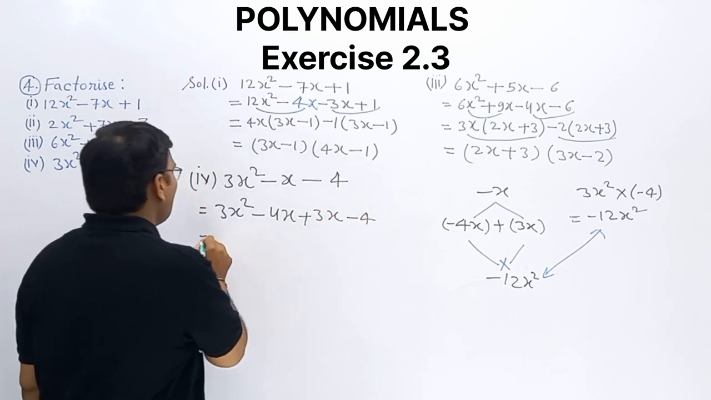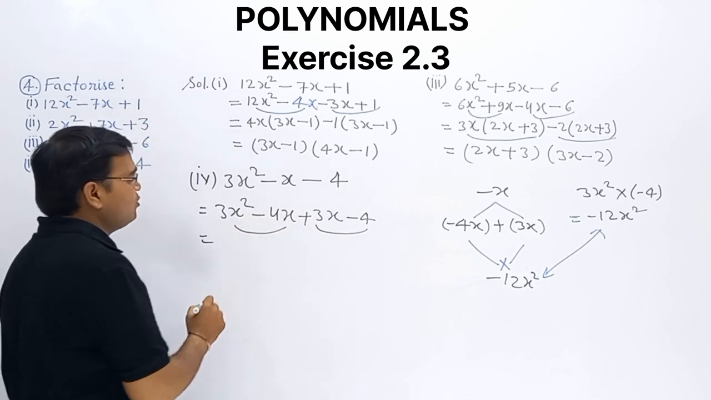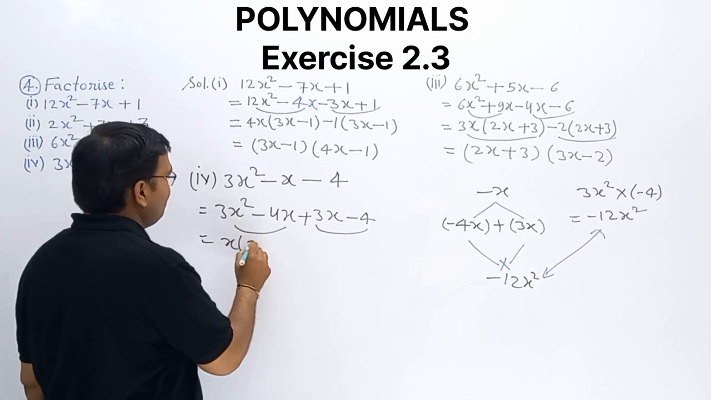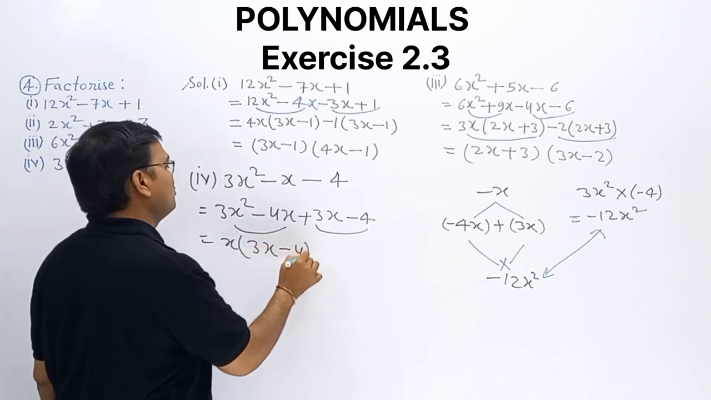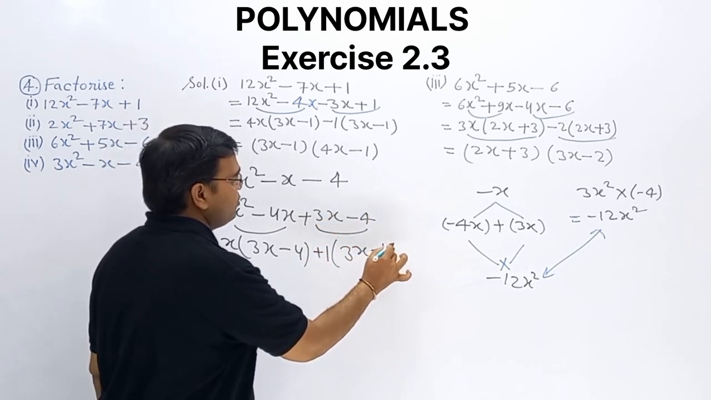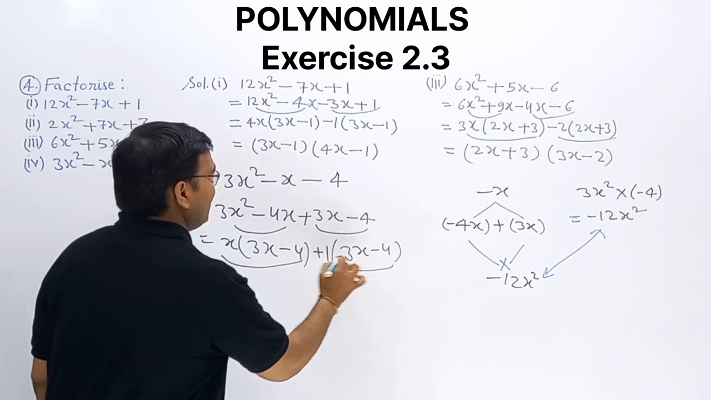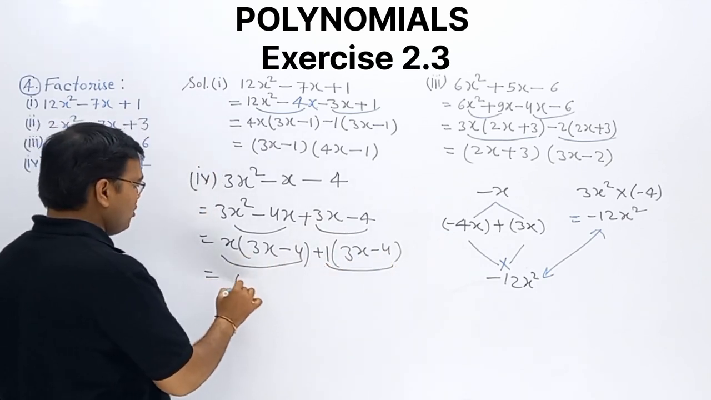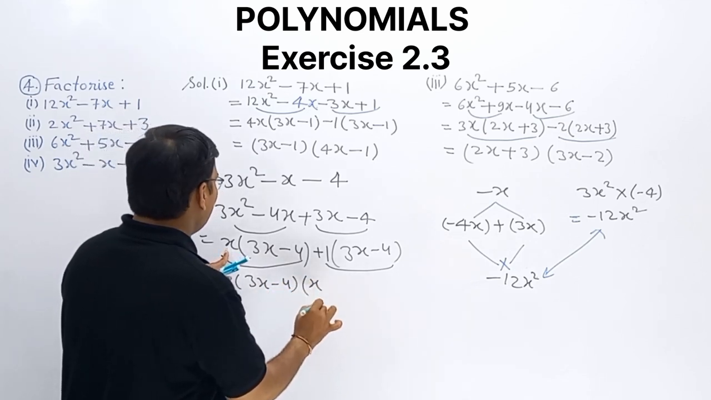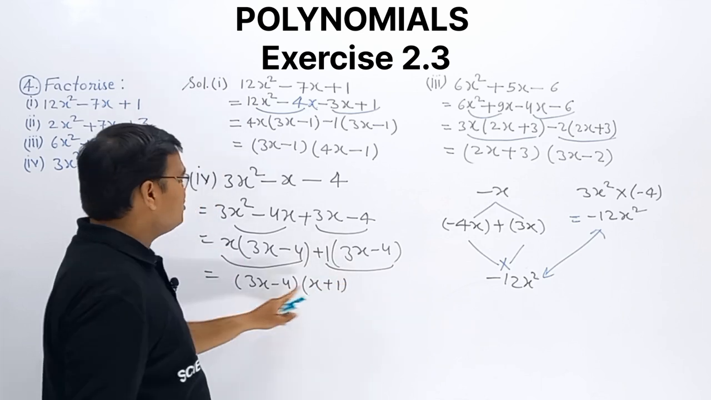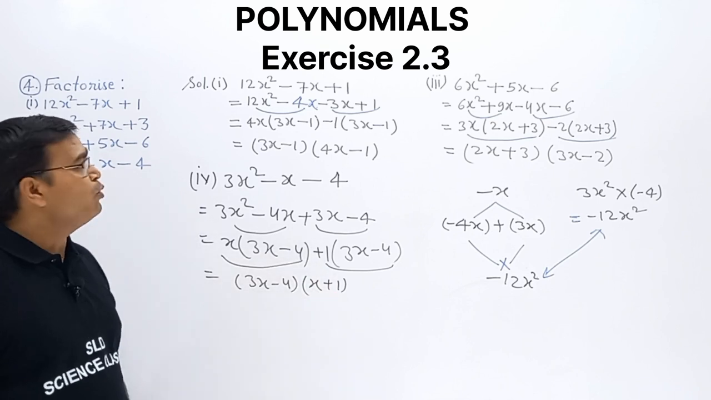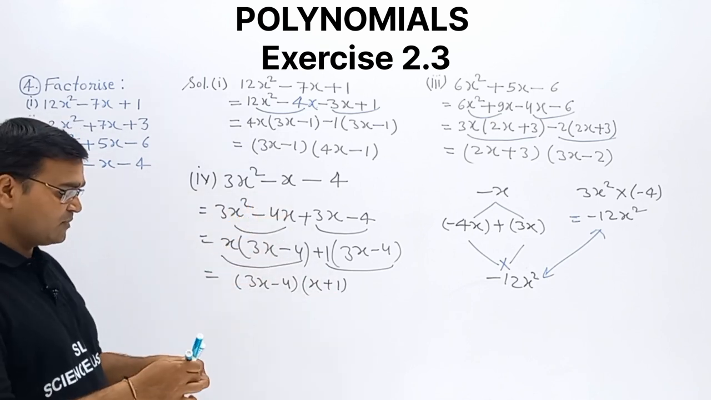minus 4. Take common in the first two and last two. In the first two, what is common? There is 3 and 4, no number is common, only x is common. What is remaining? 3x minus 4. In the other, where nothing is common, take 1 as common. 3x minus 4. This term and this term have the bracket in common. 3x minus 4 will be the common. In the other bracket we will take this one plus this one. So in this way we have two factors, 3x minus 4 and x plus 1, two factors of this polynomial.